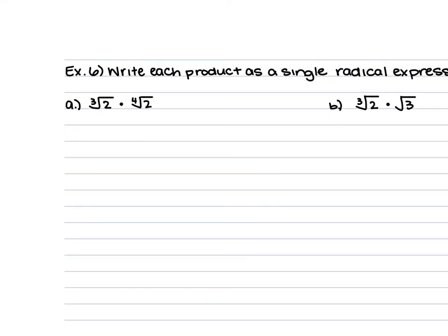For example A, we have the cube root of 2 times the fourth root of 2. The cube root of 2 is the same thing as saying 2 to the power of 1/3, and the fourth root of 2 is the same thing as saying 2 to the power of 1/4. Remember, the index is your denominator. The power on the term is your numerator. From here, we have the same base and we're multiplying, so we're going to keep the base and add your powers. That 1/3 plus 1/4 you cannot do. You need like denominators in order to add your fractions.